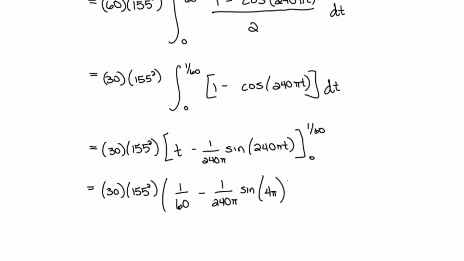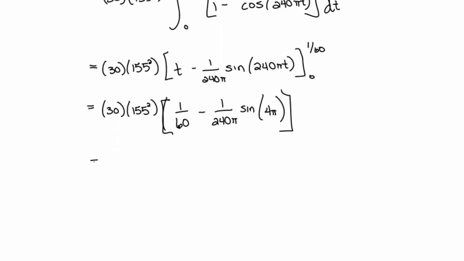And then when you plug in zeros, everything zeros out, so it's okay. So I'll bracket that there. But sine of 4 pi is 0, and so we get half of 155 squared. And let me check really quickly here.